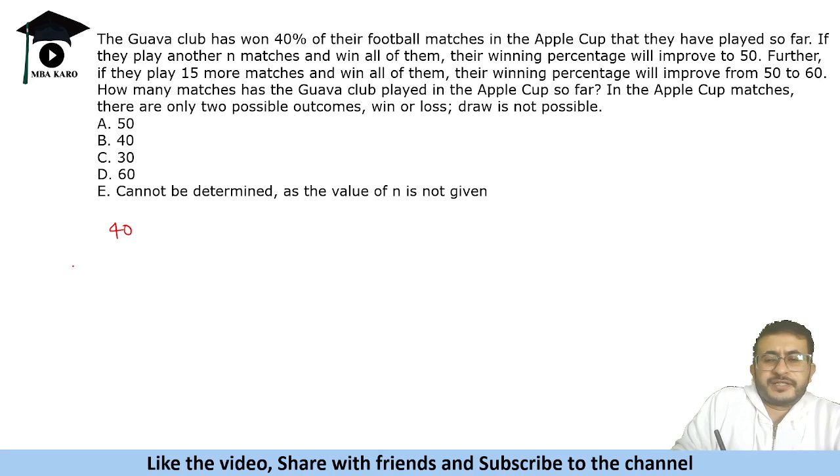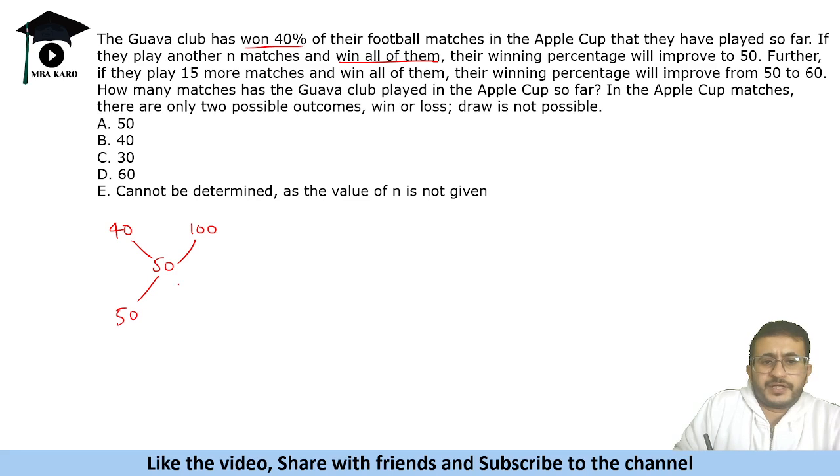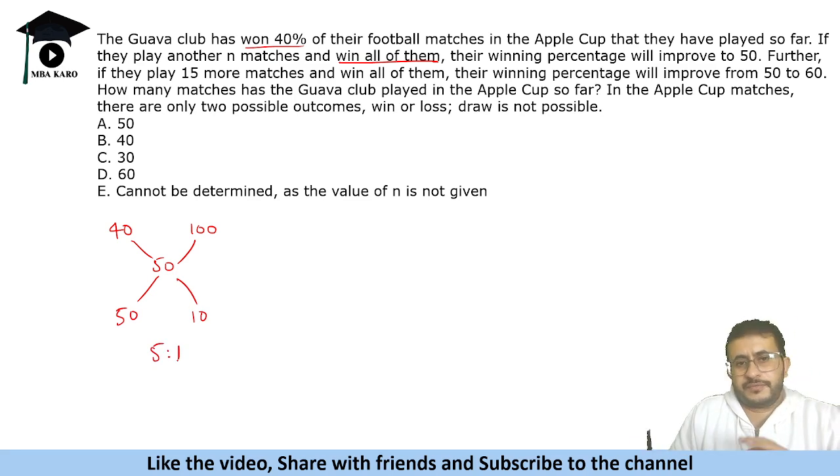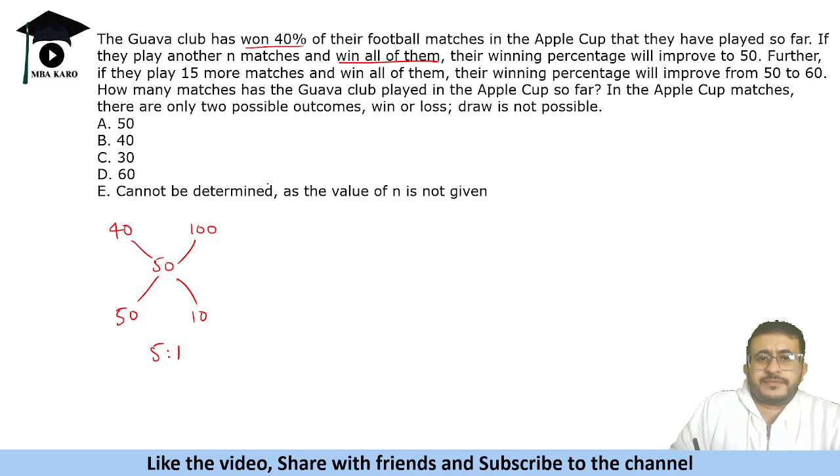Their win rate is 40%, and if they win the remaining matches, they will win 100%. Okay, so win all of them, that means their win rate is 100%. So if they win 100%, their win rate will become 50%. So it is 50 and this is 10. So the number of matches is in the ratio 5:1. Okay, so this means now they are playing n matches. We do not know the value of n.